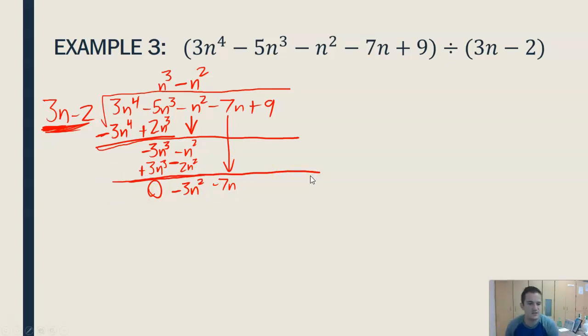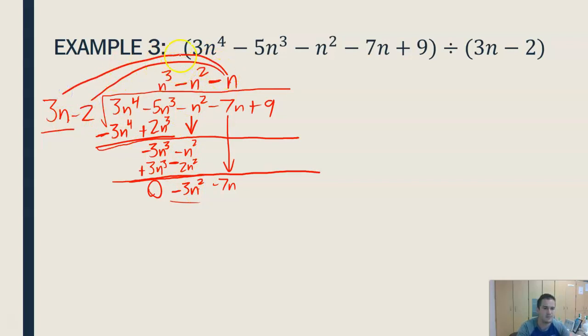So 3n minus 2. Now, my next step, again: what times 3n is negative 3n squared? Well, I need the negative again. Negative times a positive 3 is a negative 3. And then what times n will give me n squared? Well, n times n is n squared. So now I need to multiply negative n by both of these terms. Negative n times 3n is negative 3n squared. Negative n times negative 2 is a positive 2n, like so.